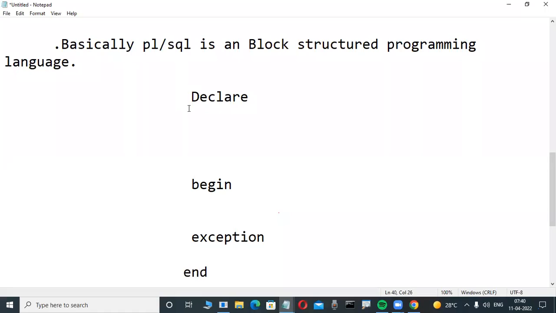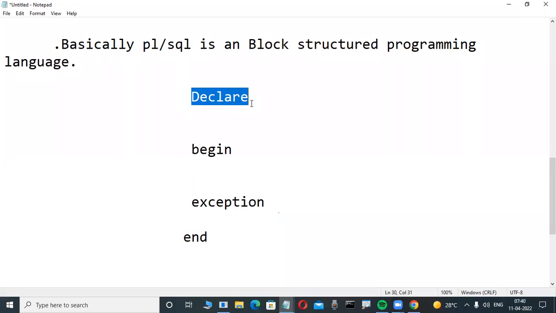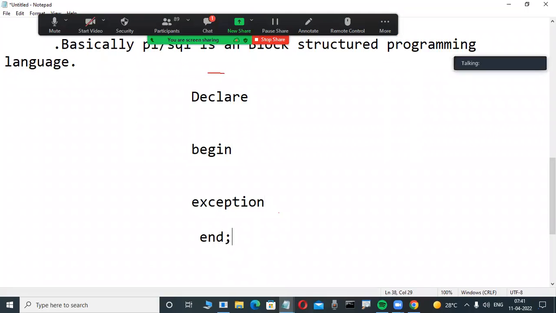Observe here. What does block structure mean? Here some set of statements are there. Declare is one keyword. After that, begin is a keyword. Exception is a keyword. End is a keyword. Now slowly observe here. After the declare keyword there is no semicolon. After the begin keyword there is no semicolon. After the exception keyword there is no semicolon. After end there is a semicolon. This is called block structure.